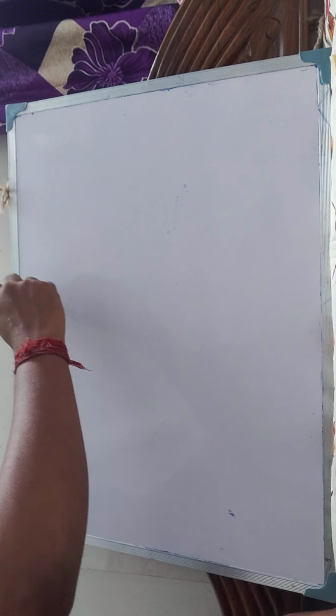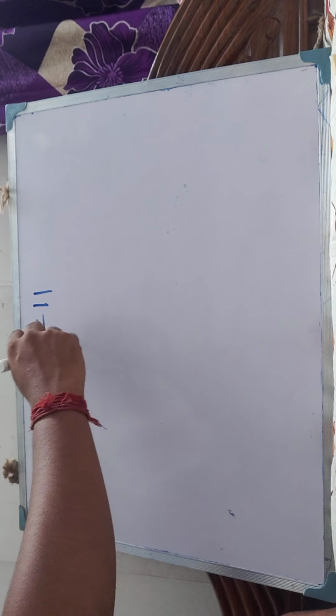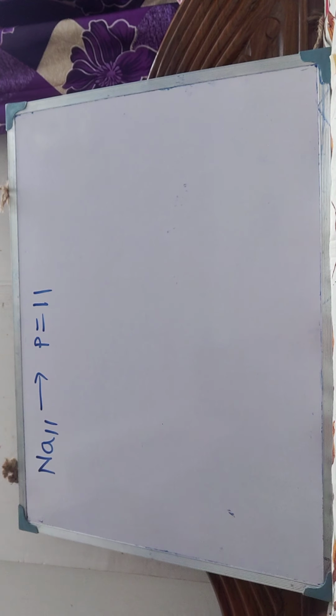Now let us write the electronic configuration of a few elements. Let us take the first element, sodium. I am writing the symbol of sodium, it is Na, and the atomic number of sodium is 11. We have already learned that the number of protons is called the atomic number. The number of protons is always equal to the number of electrons. Why? Because atoms are electrically neutral, that is why the number of protons will always be equal to the number of electrons.